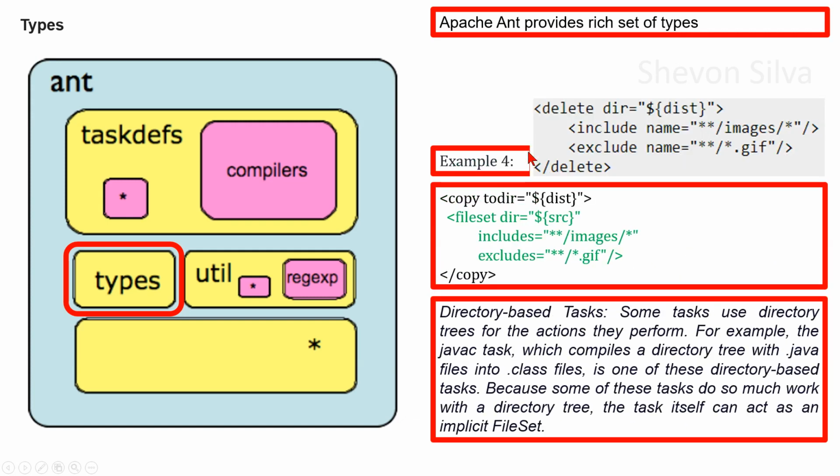Now we are considering directory-based tasks. Some tasks use directory trees for the actions they perform. For example, the javac task, which compiles a directory tree with .java files into .class files, is one of the directory-based tasks. Because some of the tasks do so much work with the directory tree, the task itself can act as an implicit file set.